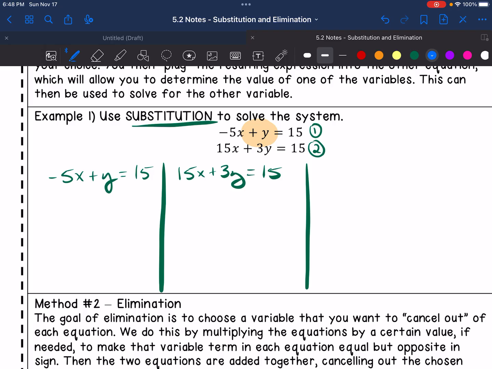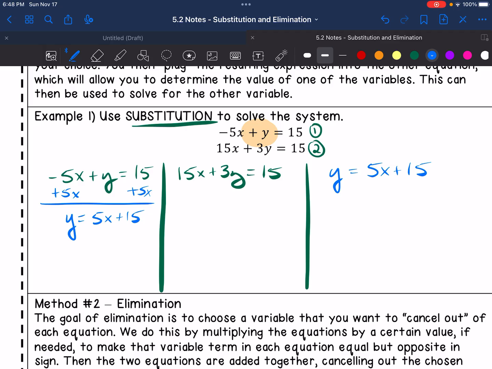So I'm getting y by itself. The first thing I'm going to do is add 5x to each side. So that's going to give me y equals 5x plus 15. All right, I'm going to go ahead and write that y's by itself like I want. So I'm going to write that down in my last column. y equals 5x plus 15.